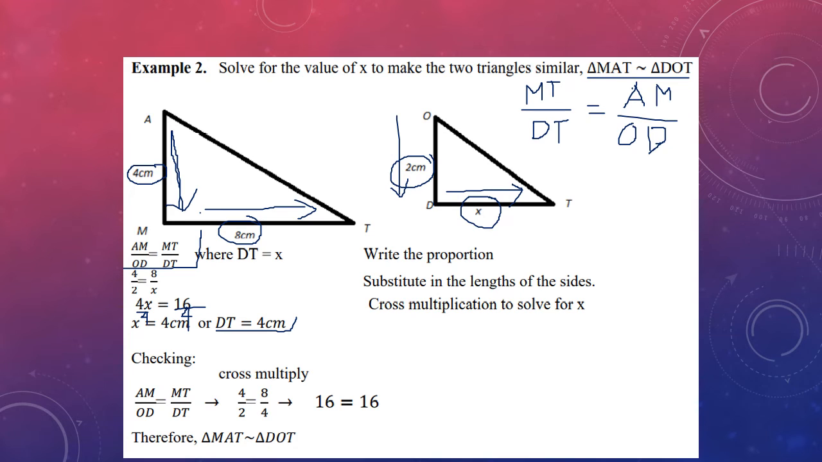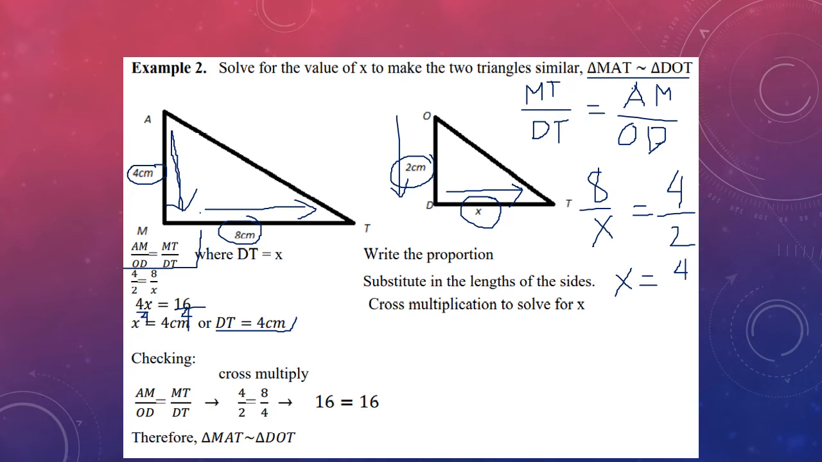No? If you start with MT over DT, and then AM, then over DT, that's not right. So we're going to make it proportional. Okay? So MT, which is 8, is the same again. 8 over X equals, the MT is 4, then over 2. So cross multiply. Again, you have the value of X, which equals 4 centimeters.